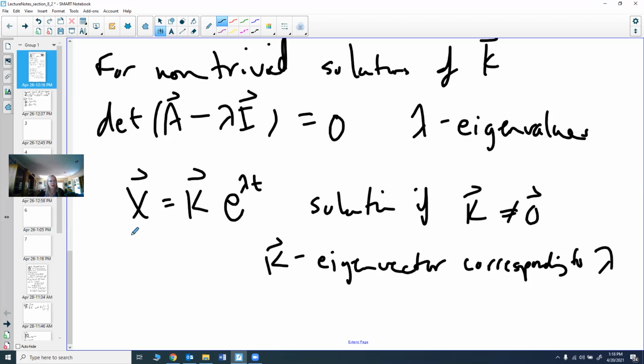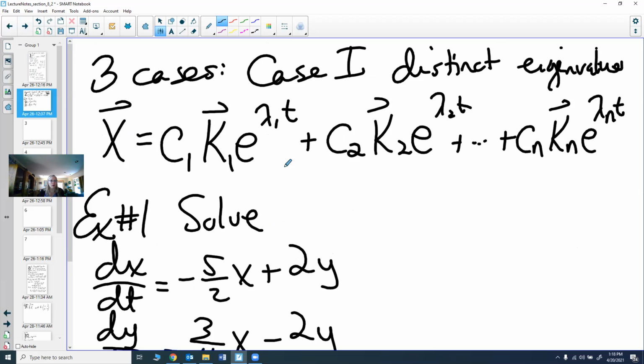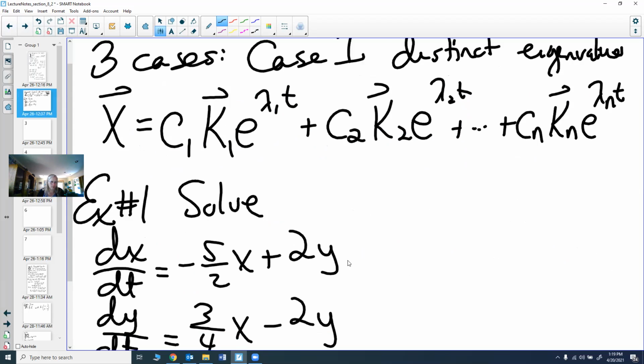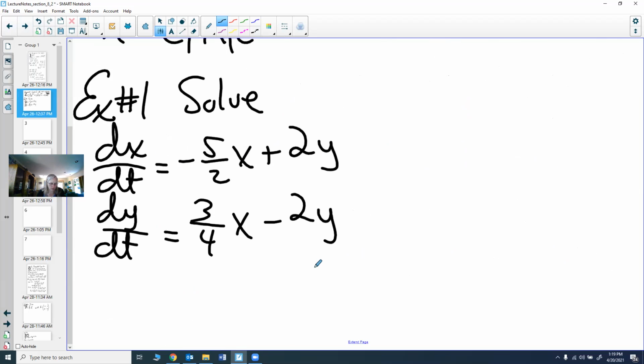All right, we're going to go ahead and look at how we find these out using this kind of idea of what these look like. And we're going to use, first case is going to have distinct eigenvalues. So x is going to be c1 times k1 e to the lambda t plus c2 times k2 e to the lambda t plus all the way through all these. We're going to start off with just a 2 by 2 and see what the solution looks like for this.